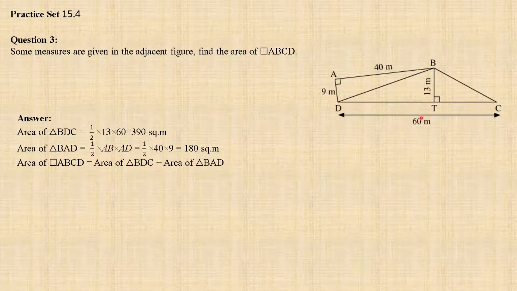Now to find the area of this entire quadrilateral ABCD, we just add the area of triangle BDC plus the area of triangle ABD. So that was 390 plus 180, which is 570 meters square. So the area of this quadrilateral ABCD is 570 meters square.